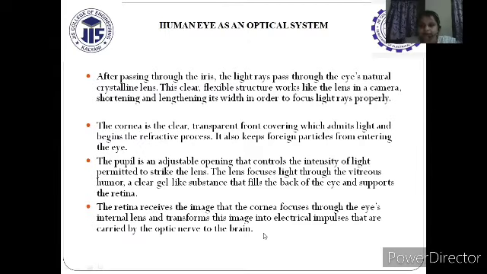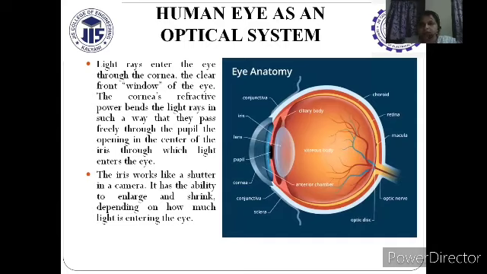In the retina, there are two types of cells called cone cells and rod cells. Cone cells are basically responsible for color discrimination, and rod cells are responsible for gray appearance or black and white appearance. There is another point called the fovea. Here, cone cells are present, much more than rod cells.